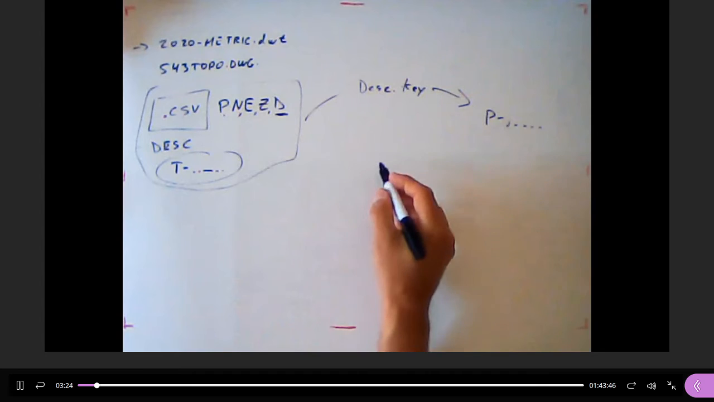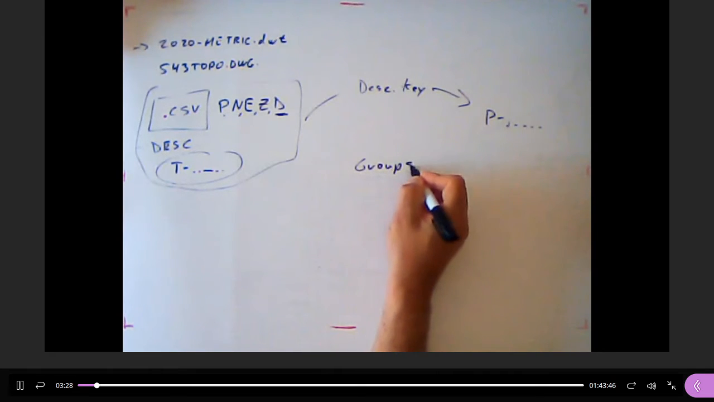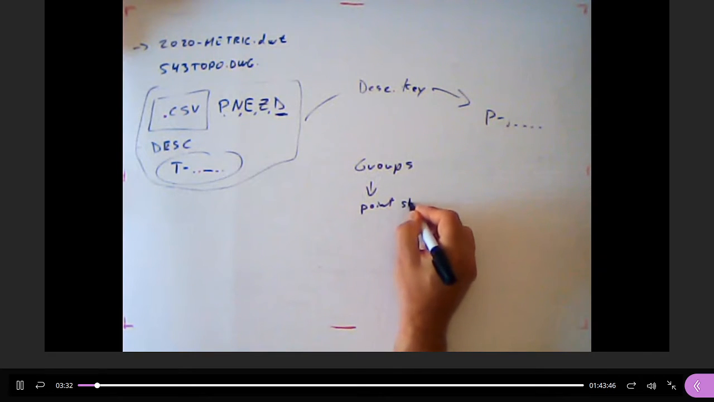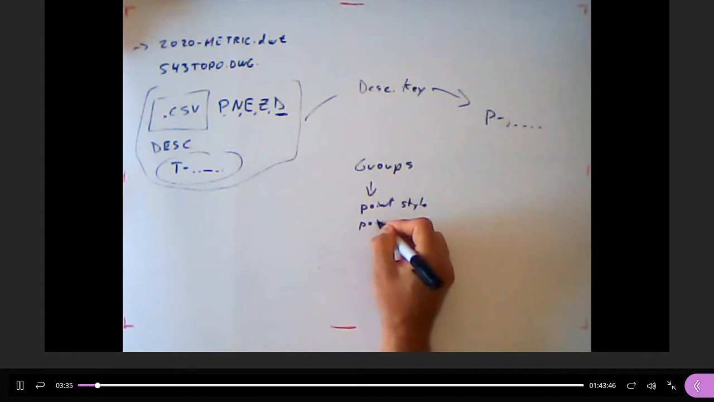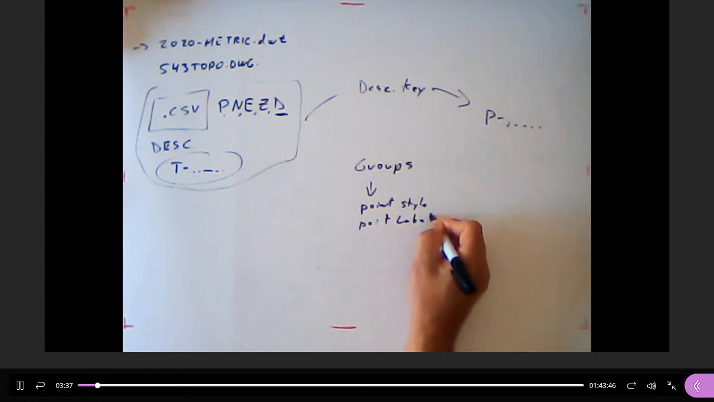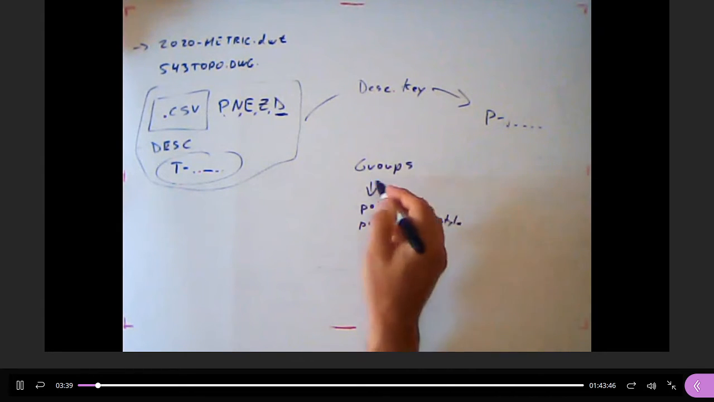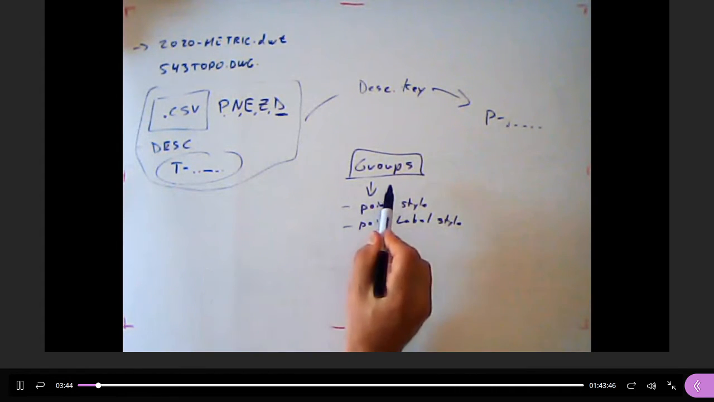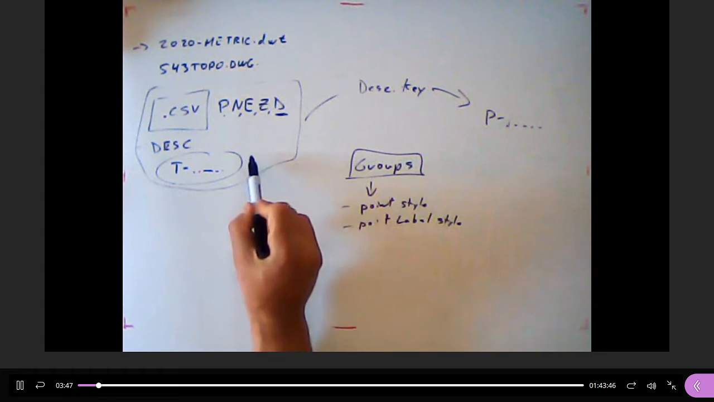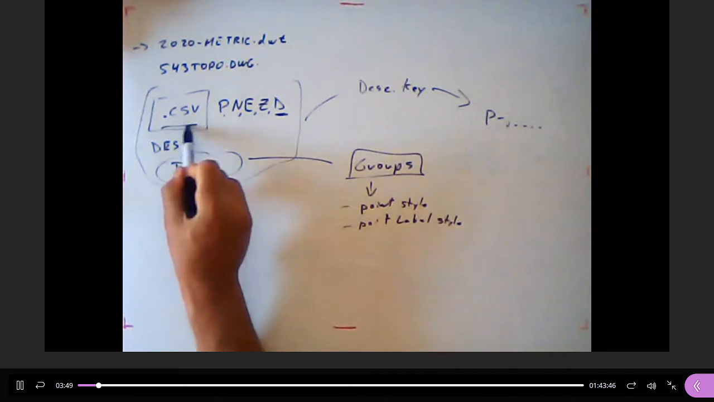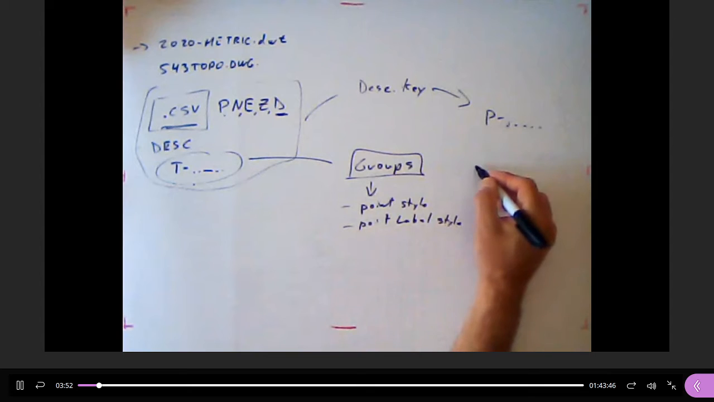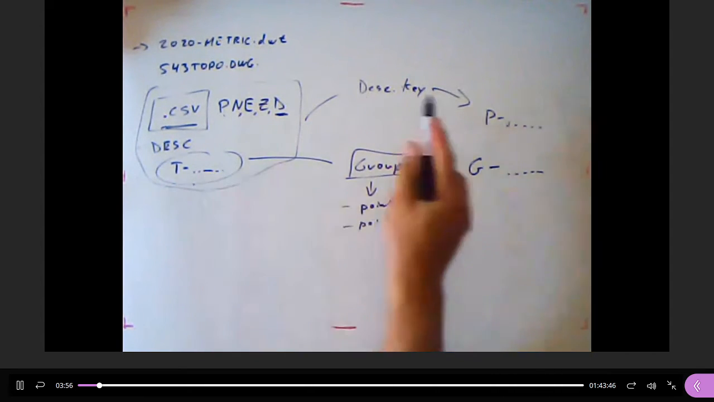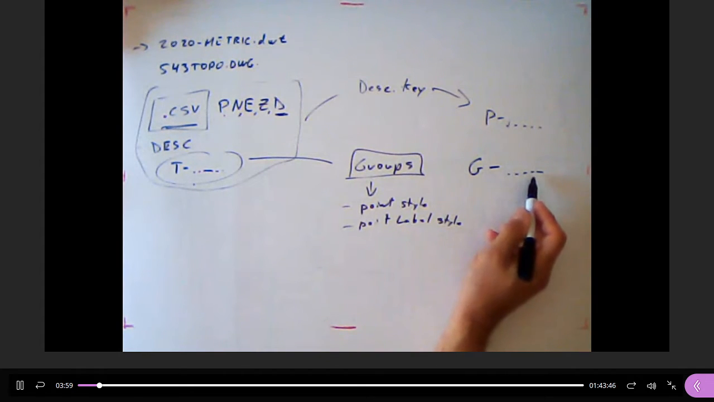The other thing we looked at are point groups, and each group has point styles and point label styles. If you're a member of this group, this is what your point will look like, and this is what your label will look like. How do you gain membership into the group? Well, again, based on your T dash description from the CSV file, you will belong to a group called G dash something. That's the name of the group. So if you're a T dash tree, you go into a group called G dash tree.